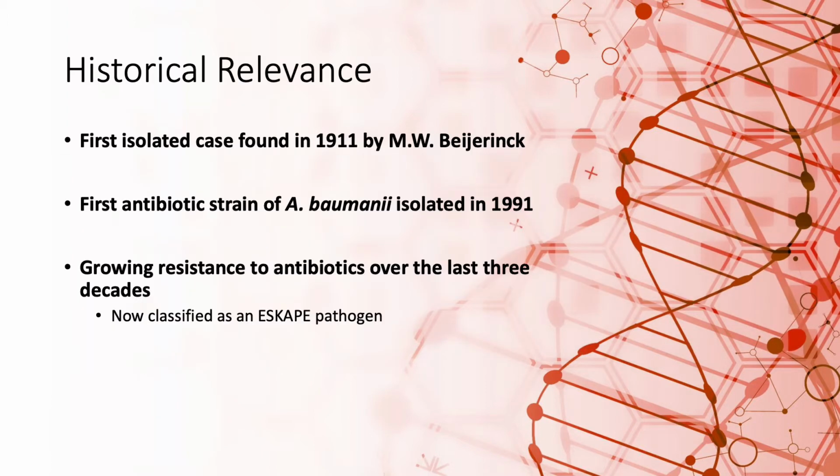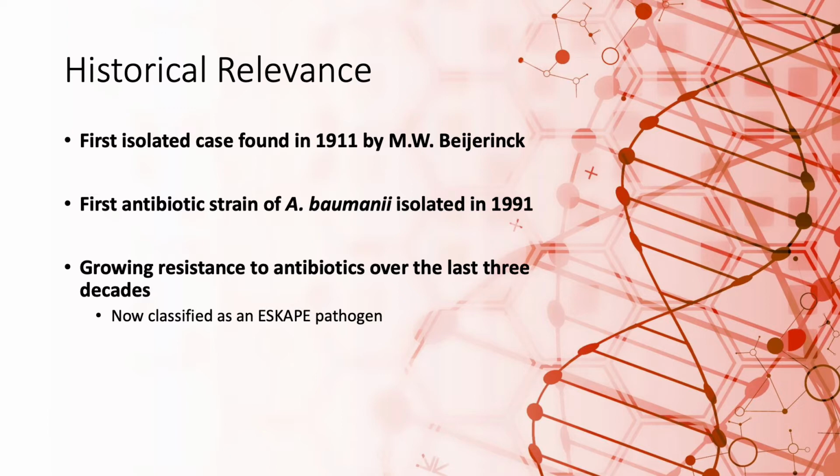So to begin, we'll go over some history of this pathogen. The first isolated case of Acinetobacter baumanii was found in 1911 by M.W. Beijerinck, and it wasn't until the 1990s that the first antibiotic-resistant strain of Acinetobacter baumanii was isolated.